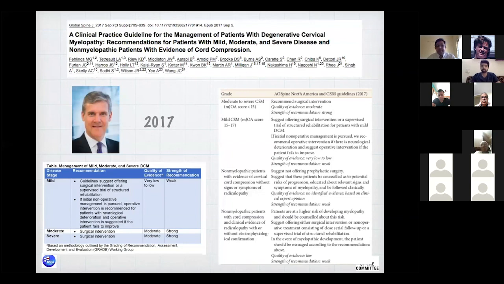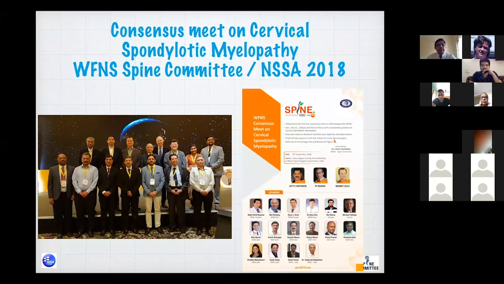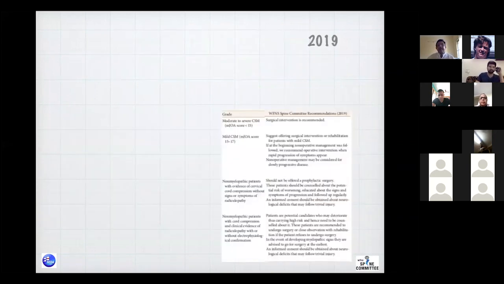And so with this, we from the World Federation WFNS Spine Committee had a discussion to see how much we can do for this. Can we do something more? And we conducted one consensus meet, and that consensus meet gave a very nice vision on certain aspects of this disorder and to form a guideline. And subsequently, we published this guideline in 2019.